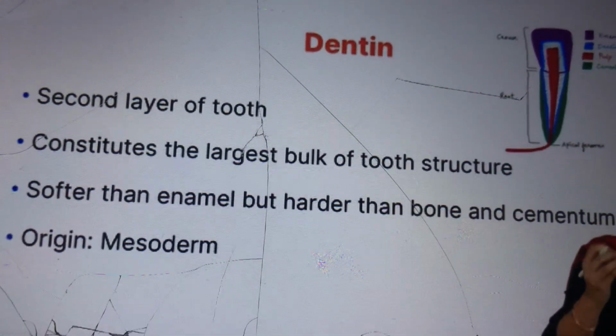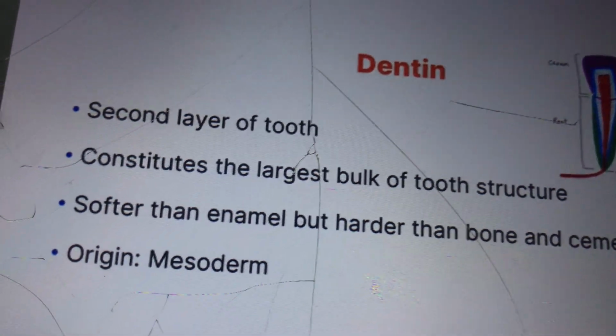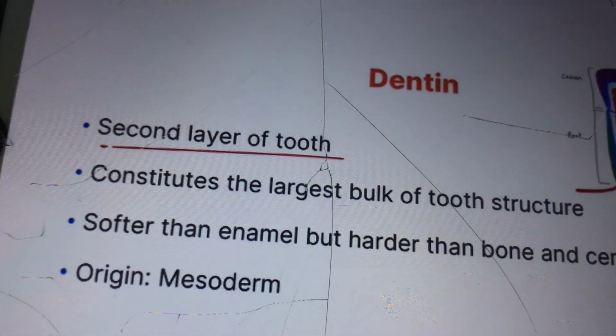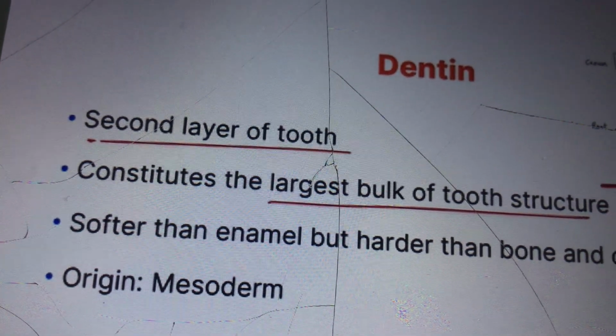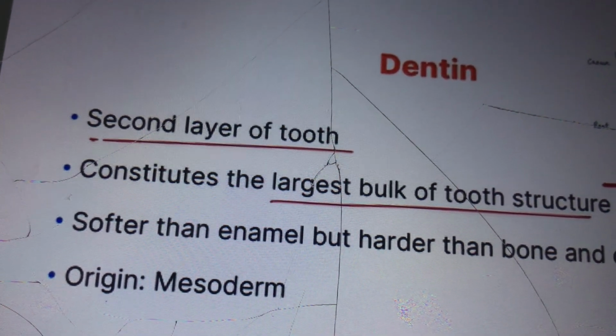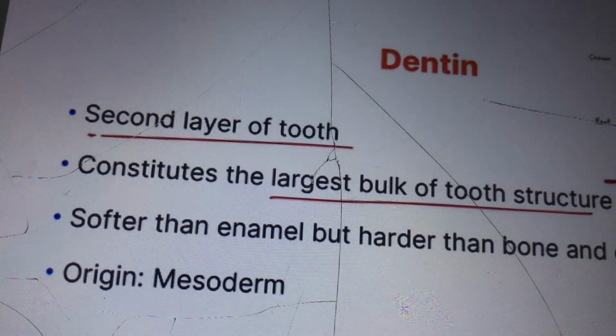Let's move on to the second layer of the tooth, which is your dentine. The dentine, as I told, is the second layer, and it is the largest. It forms the largest bulk of the tooth because it continues from the crown into the radicular portion, that is your root portion of the tooth.